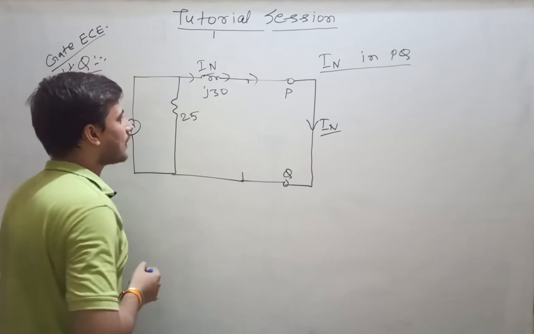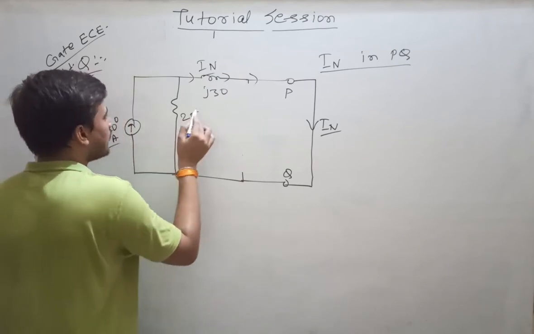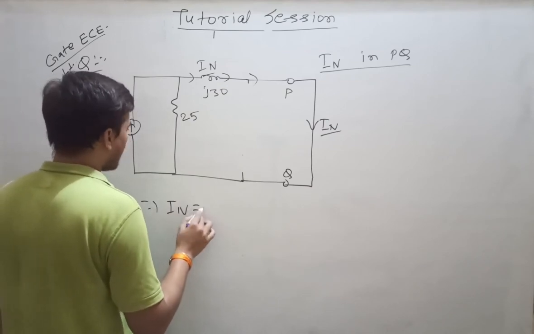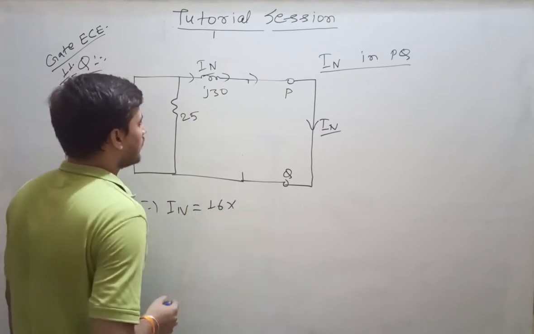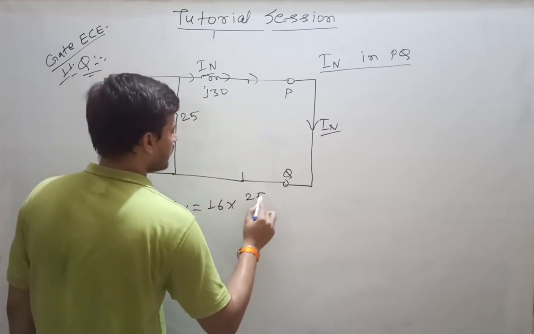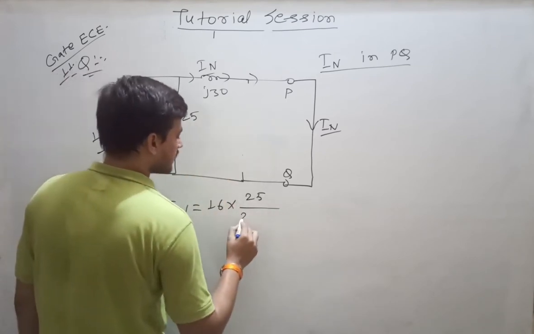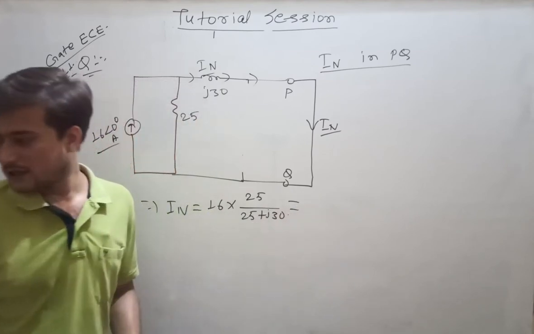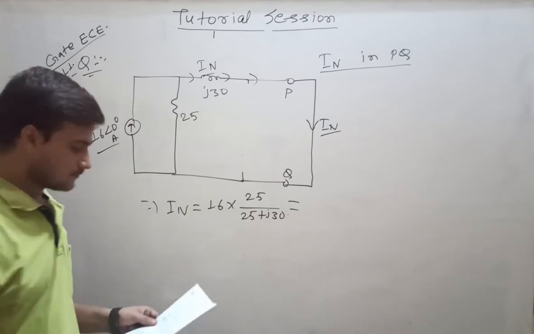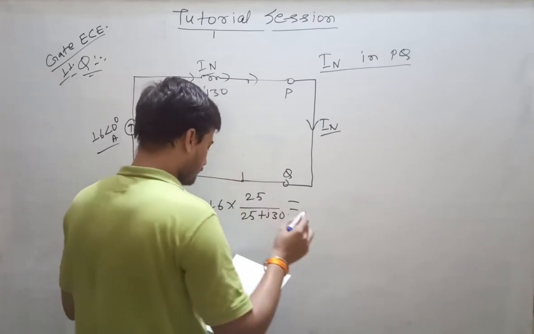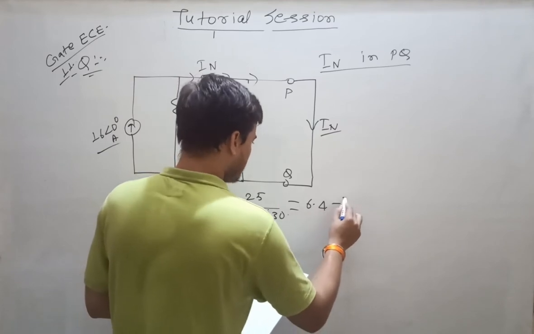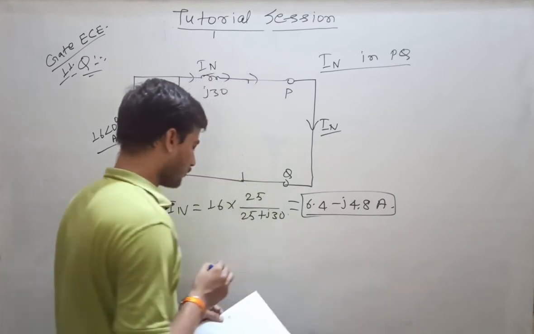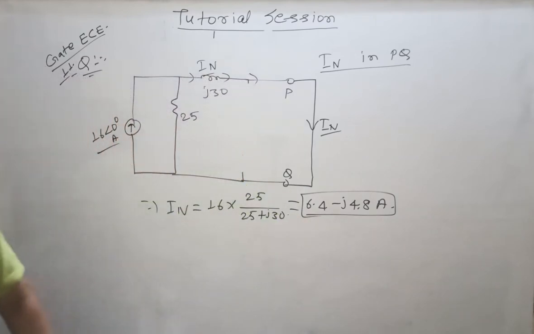So now what will you do? This current is being divided into two branches. So let us write by Kirchhoff's current law, IN will be equal to 16 into resistance of second branch 25 divided by resistance of two branches, that means 25 plus J30. Its answer is coming out 6.4 minus J4.8 ampere. Clear?